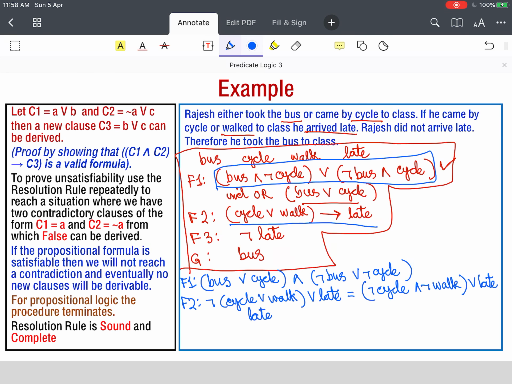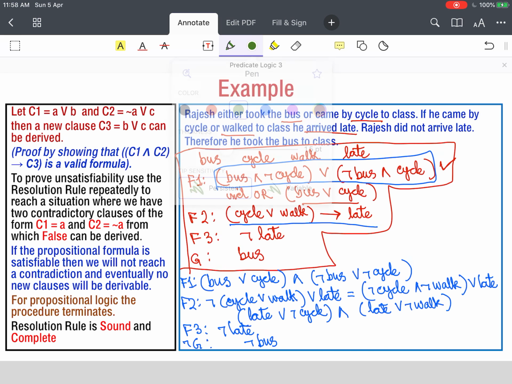And if we distribute this across, then we will get late or not cycle, and late or not walk. This is now in conjunctive normal form. From F3 we get not late, and from negate of G we get not bus.